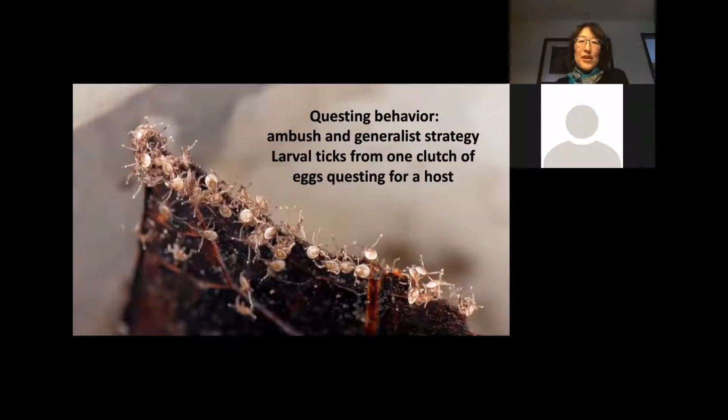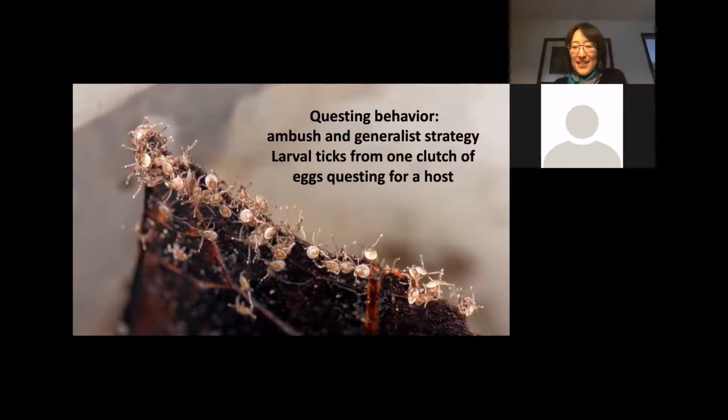All right. So I'll just show you a few pictures now. Most of these beautiful pictures are courtesy of Dr. Graham Hickling, with whom we've worked many years. So this is a clutch of larvae of Ixodes scapularis, and they are questing for a host on a leaf litter, and you can see them raise their front pair of legs.